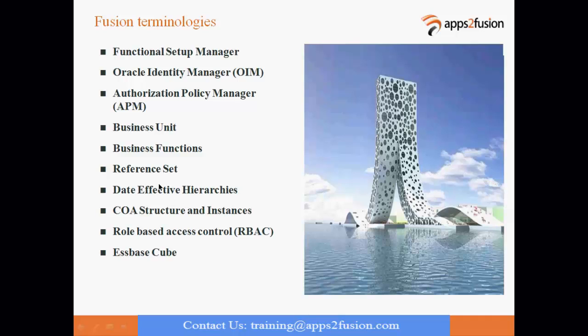Let's say for 2016 you have one hierarchy, and for 2017 you have another hierarchy. When you do the reporting, if you run the report for 2016, you get the reports with the old hierarchy values, and when you run the reports for 2017, you get the reports with the new hierarchies that you have created. So you can create these hierarchies, give effective dates to them, and maintain both hierarchies. And then you have chart of account structures, instances.